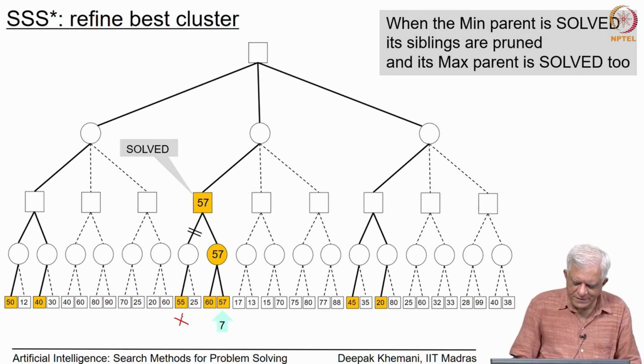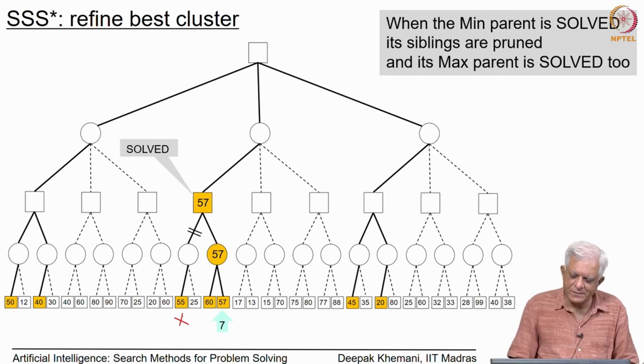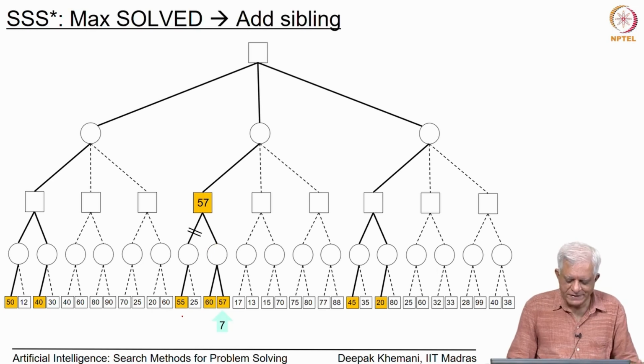Now, this 57 is the best cluster, it will get popped from the priority queue, and if you remember the algorithm, when you pop a labeled or solved max node, if it is not the last child, you will add its sibling to the priority queue. So, that is what happens next.